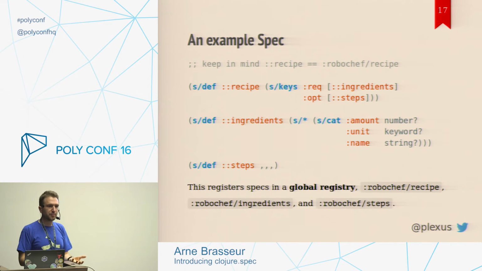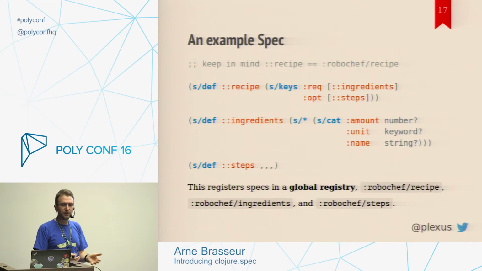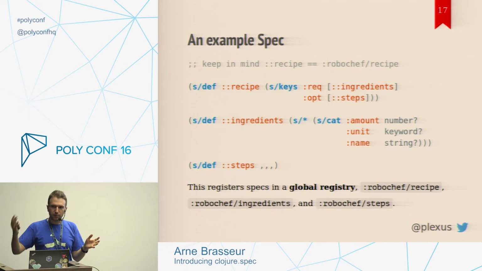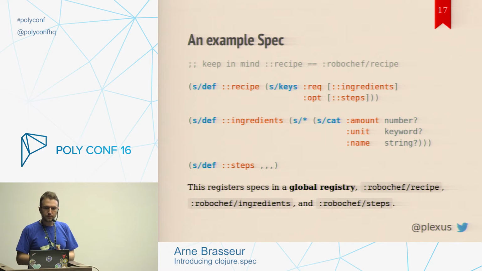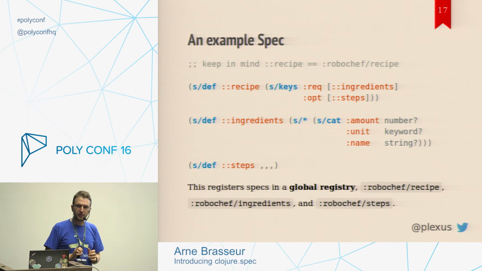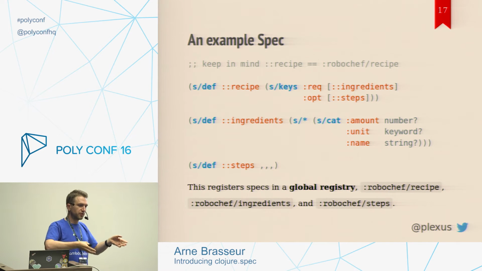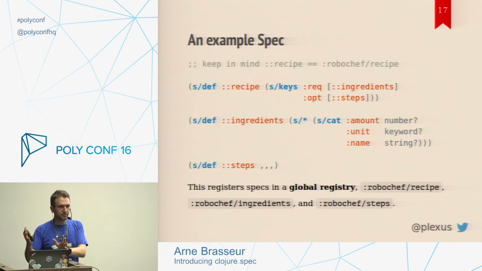Then I have a separate spec to say what ingredients look like. So ingredients are a number, a keyword, a string, over and over. And then same for steps, I don't have that specification here. This adds these to a global registry, a global registry of specs that take namespaced keywords and register a specific spec against them. So now I have a recipe spec, an ingredient spec, and a step spec.